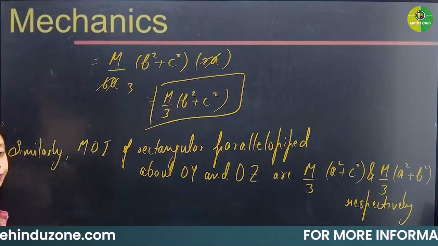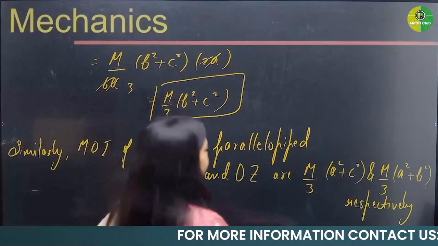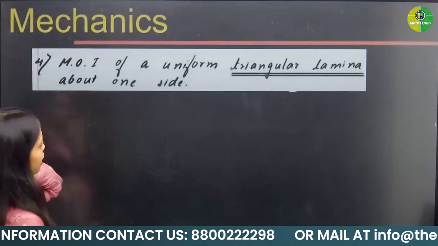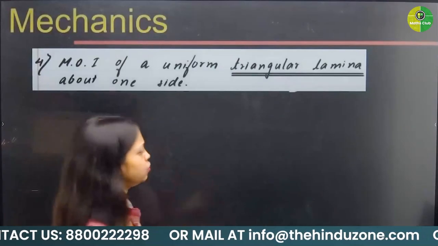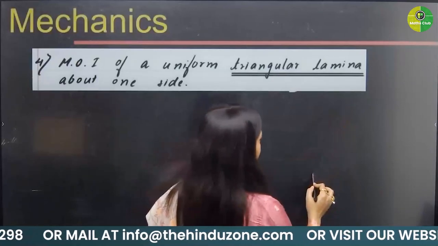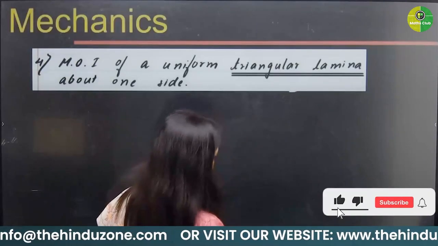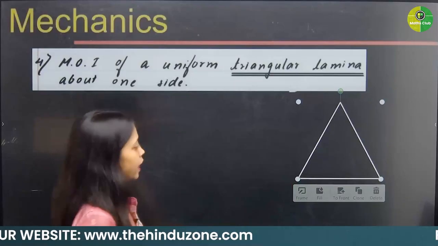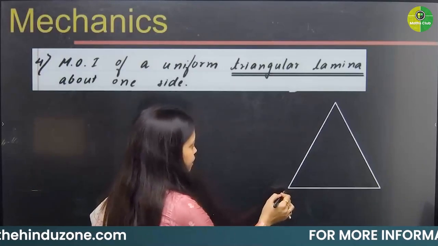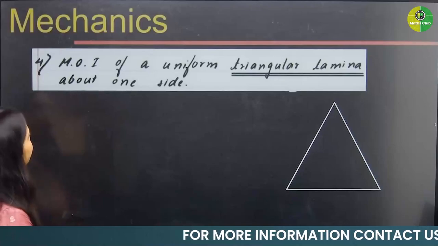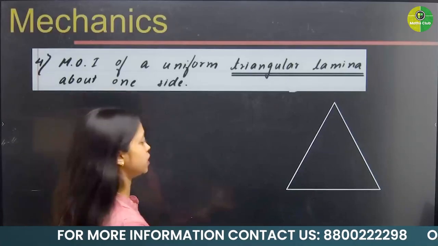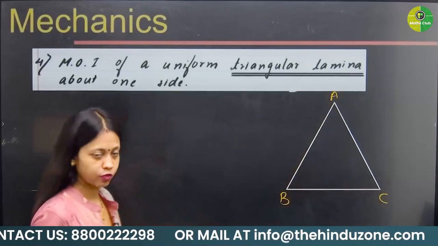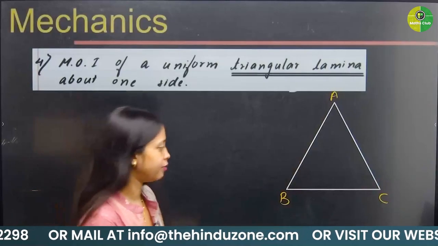Next we have the moment of inertia of a uniform triangular lamina about one side. We can choose any one side here. Let this be your triangle. In this triangle, we have to find the moment of inertia about one side. So let it be A, B, C. We'll find it about BC.